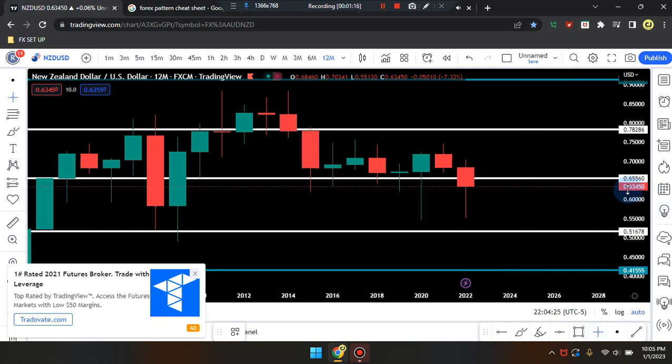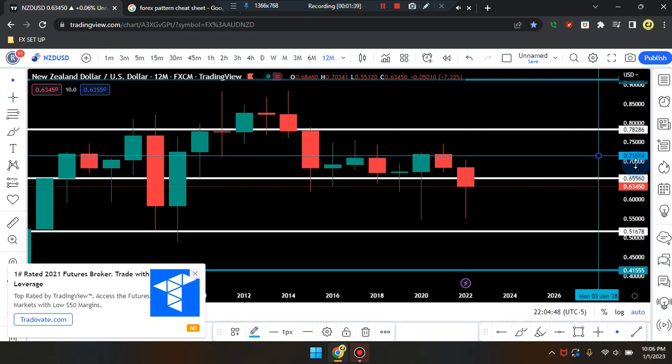Current price is sitting at 0.63450. So if price works its way up, it can tag that resistance line in white at 0.65560. If the market pushes up further, it can tag the next resistance line at 0.78286. And before tagging that area, it can tag the midpoint at 0.71514.